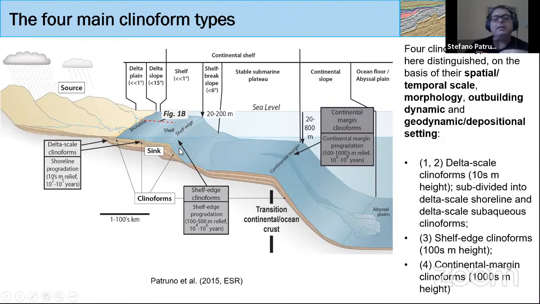Then there is the shelf edge clinoforms. Now, shelf edge clinoform in this definition is defined as hundreds of meters of vertical relief. And it may be associated with the dynamic transition between continental crust and oceanic crust, or it may not. It may be somewhere within the continental shelf, and will separate an area which we call shelf sensu stricto, and the other area which will be a submarine plateau, a deeper submarine plateau, which can, according to your point of view, this is a matter of point of view, you can call basin.